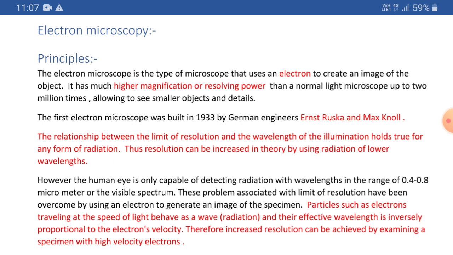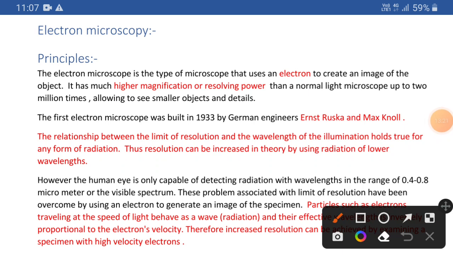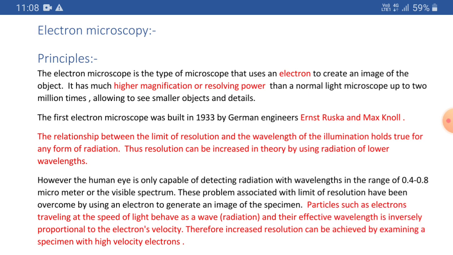Another important thing is that we also have to magnify them, right? So can it provide magnification higher than other light microscopes? Let me tell you that electron microscopy can provide a magnification of an object up to 2 million times. Okay, we are going to discuss its magnification part also. So that is the idea about the principle of electron microscopy.